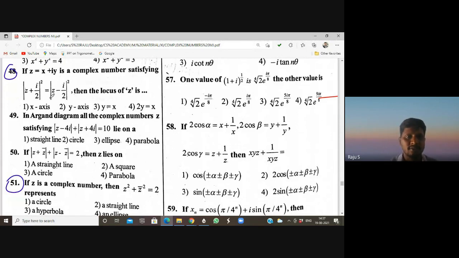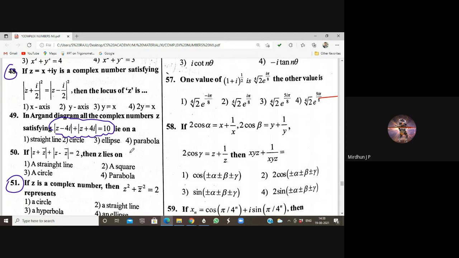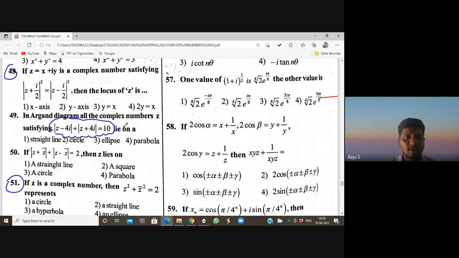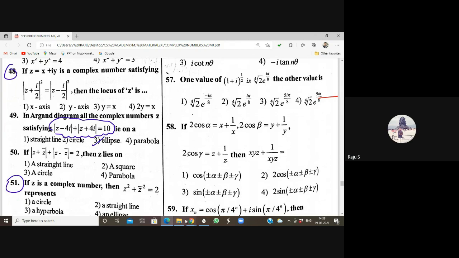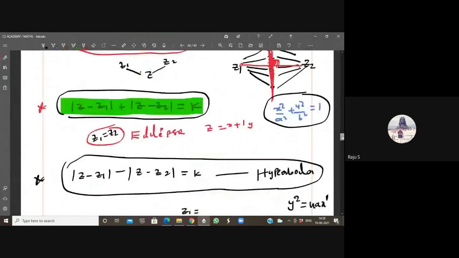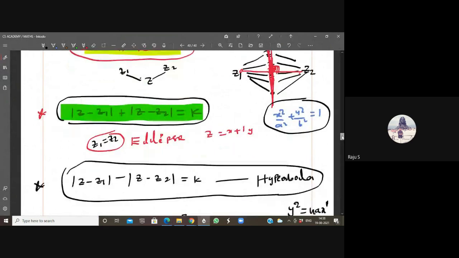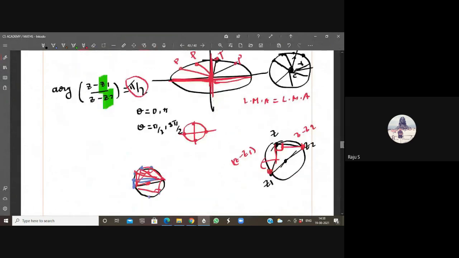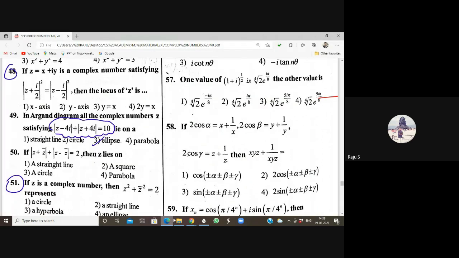Take the real part on one side and the imaginary part on the other side, and you can simplify and get the answer. Can anyone tell what it will represent? Just now I explained that. Ellipse, sir. Exactly, it will represent an ellipse. Students, just now I have written the condition: modulus of z minus z1 plus modulus of z minus z2 is equal to k. It will represent an ellipse.